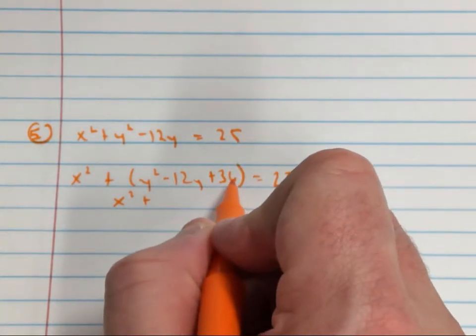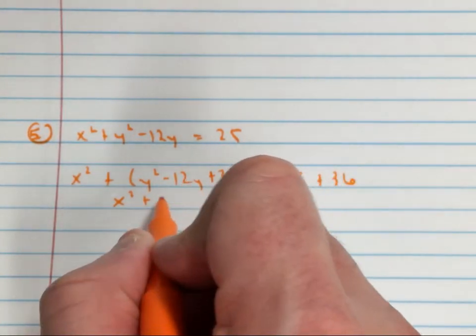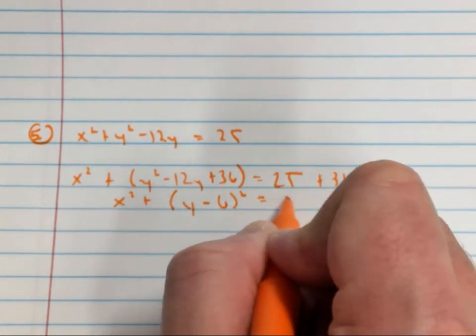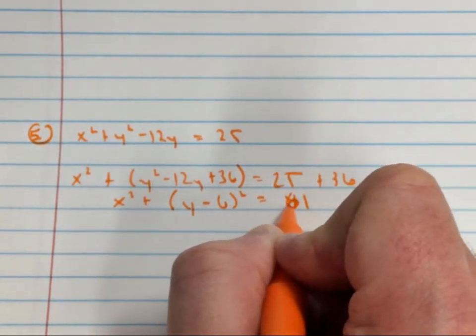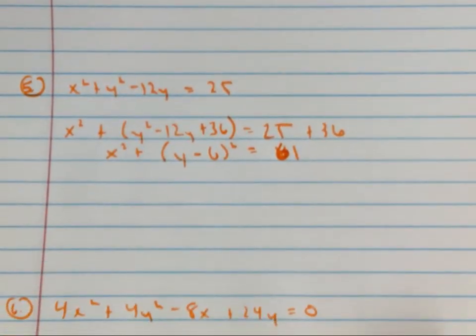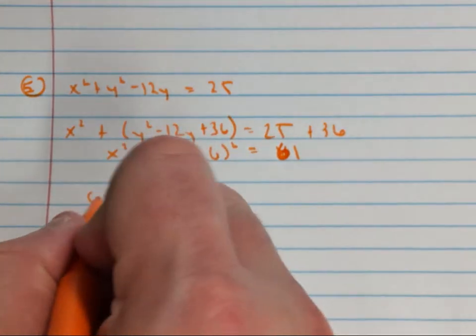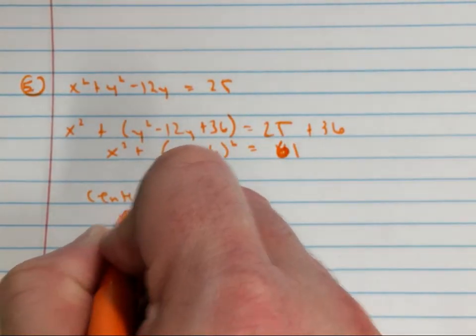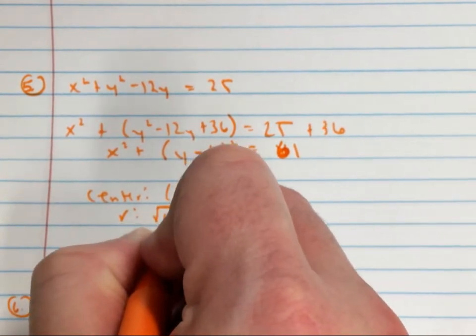Okay, so it's got to multiply to give you 36, add to give you negative 12. That's going to be what, class? Y minus 6 squared equals 61. Is it in standard form now? Okay, what is my center? 0, 6. My radius is what? Square root of 61.